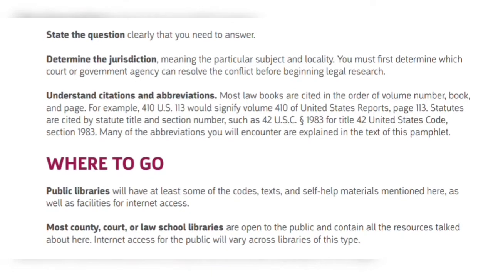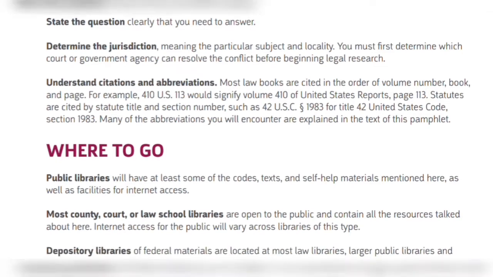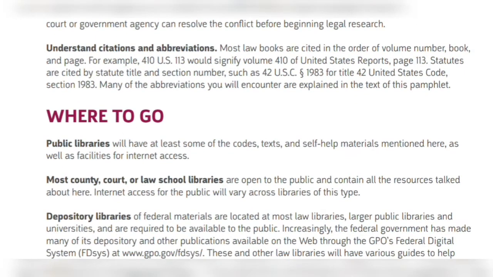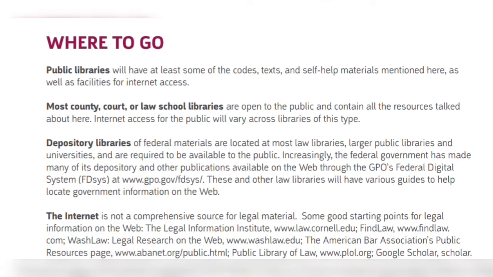Determine the jurisdiction, meaning the particular subject and locality. Understand citation and abbreviations. Most law books are cited in the order of volume number, book and page. For example, 410 US 113 would signify volume 410 of United States Reports.